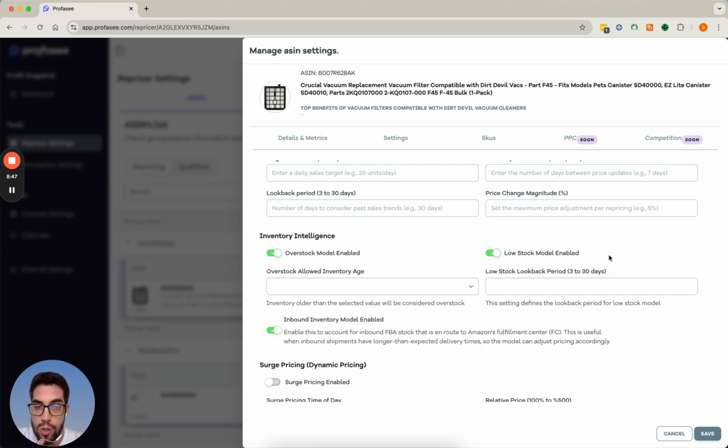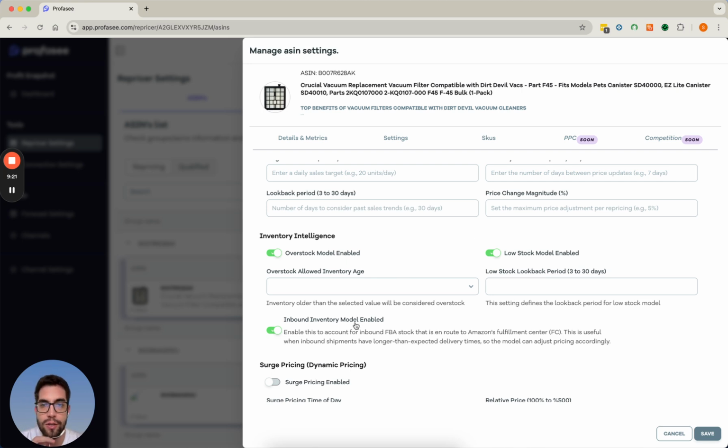We also have the low stock model. This one is great to prevent you from running out of stock. Whenever the model notices that you're low on stock, it will raise prices to try and buy you more time to replenish that stock. For example, if you have 200 units left of a particular ASIN, and let's say you sell 30 on average per day, so 7 times 30, that's 210. The model will be like, oh, we're running out of stock, so we'll increase prices to near the max bound to try and get you more time, basically.